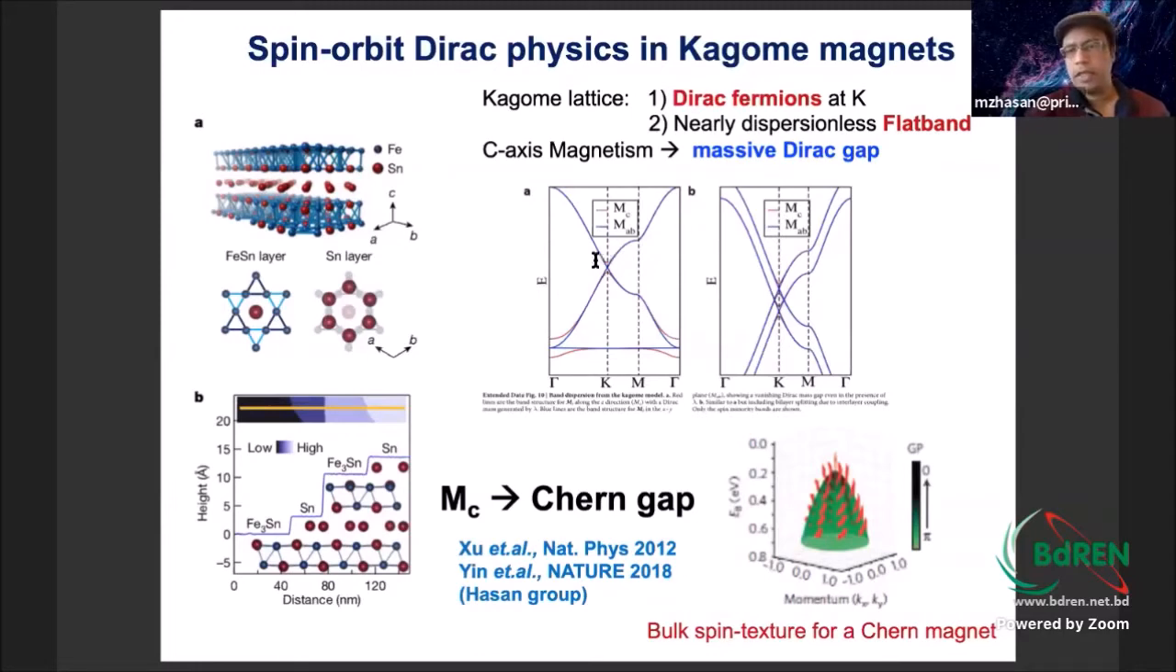Okay, so as I said, if you have a Dirac Fermion in a Kagome magnet, then if it is magnetized, there is an out of plane component, you can create a Chern gap, meaning that the band gap is topological. And this is what we demonstrated first in 2012. That was the method of how you know that your gap is a Berry curvature field twist. And then more recently in this Nature paper, we showed that this is true for Kagome magnets.